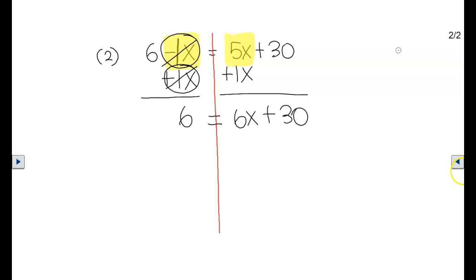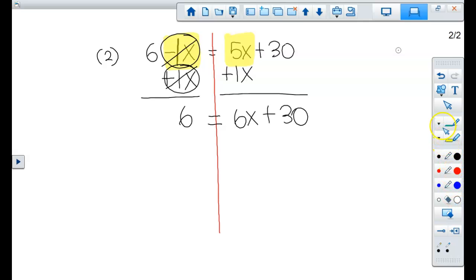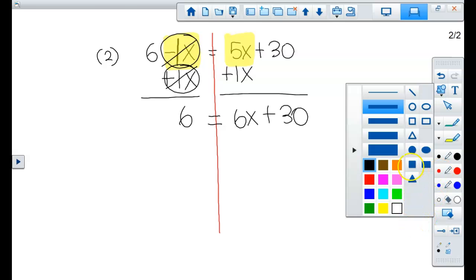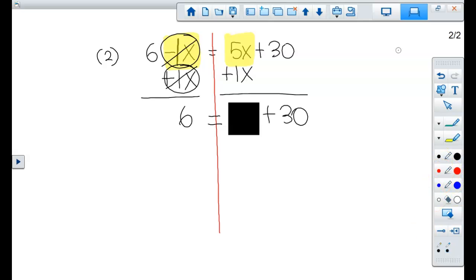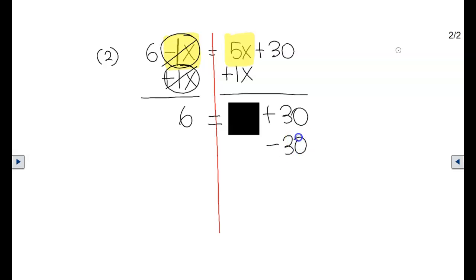All right, now I'm at a two-step equation. So next up, I'm going to undo adding or subtracting. And as always, I'm going to cover up my 6x so I can see what I got. And what I see is adding 30. So I'm going to do the opposite. I'm going to subtract 30, both sides.